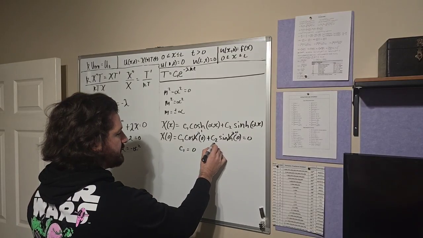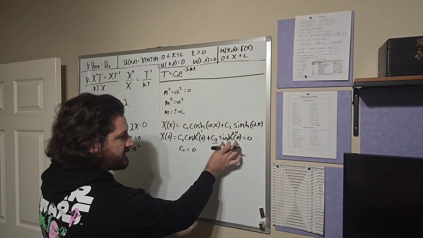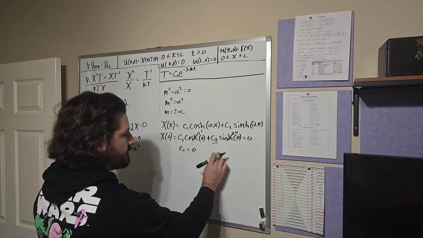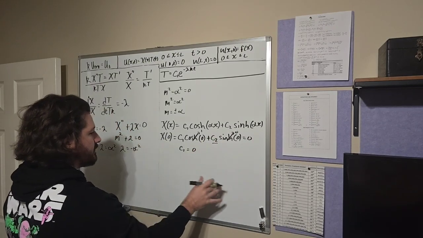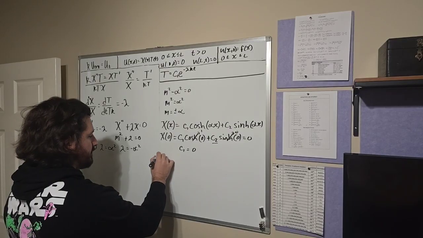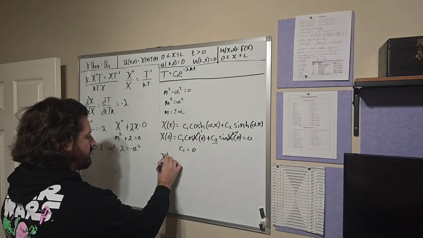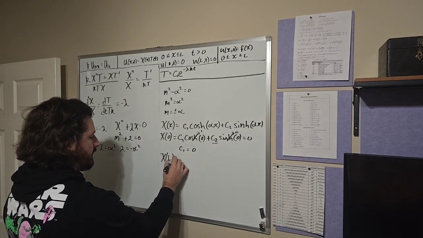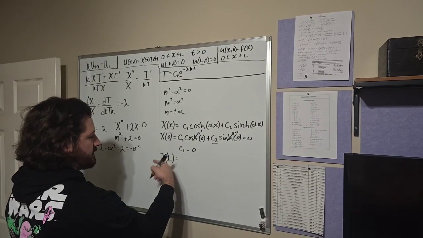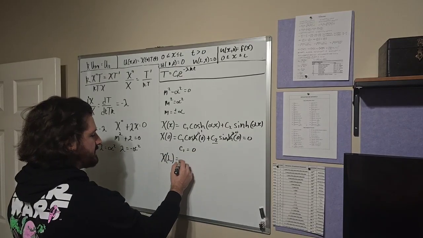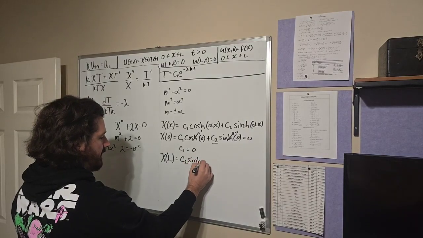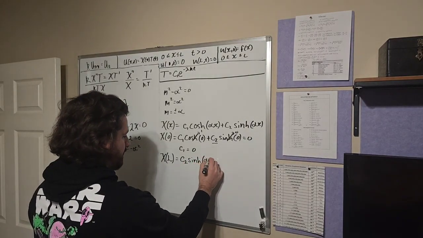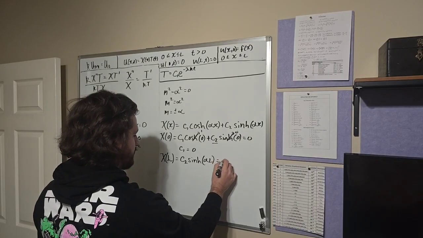But in this case, C2 can still be equal to something else, because sine was the thing that made this term 0. And 0 times anything is 0, so C2 can still be something else. That's the important part to understand here. Okay, so now let's do our other condition where we're plugging in L for our little x. C1 is 0, so that term's gone, so now we just have the C2 term. We have C2 hyperbolic sine of alpha L is equal to 0.